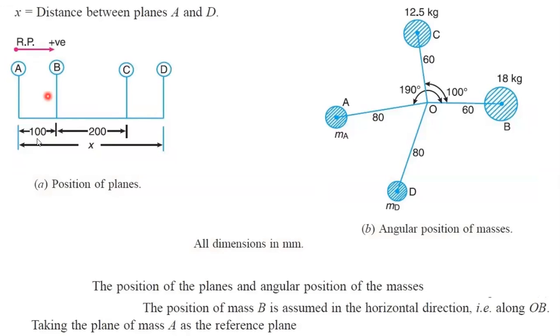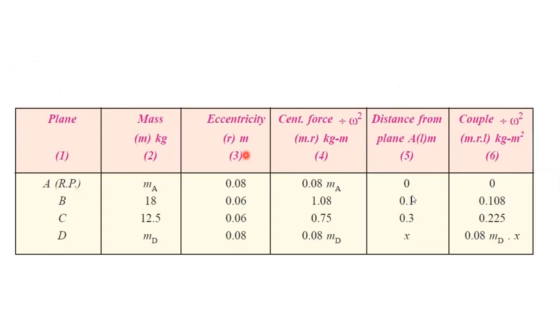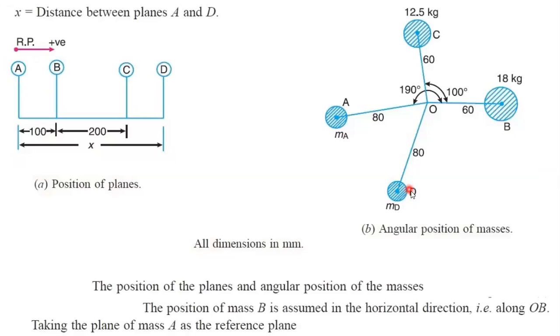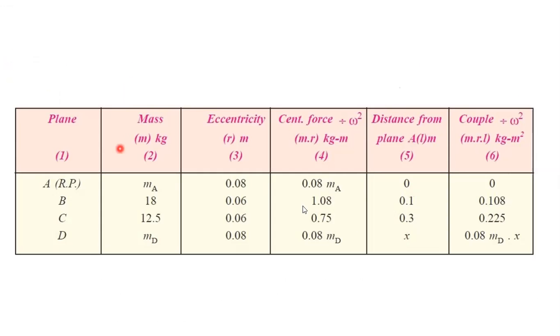So 100 mm means 0.1 and 300 mm means 0.3. Likewise, A is the reference, that's why we are putting 0, and the distance of plane D is X. So just measure from the position of planes and write the values. And the last tabular column is the couple.